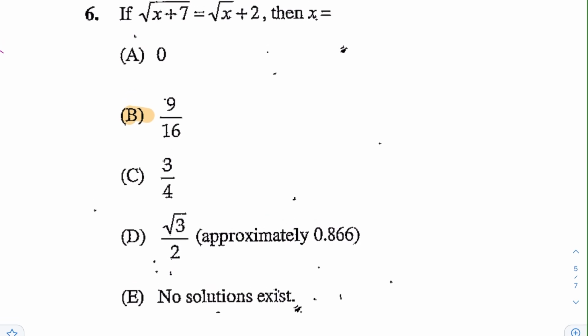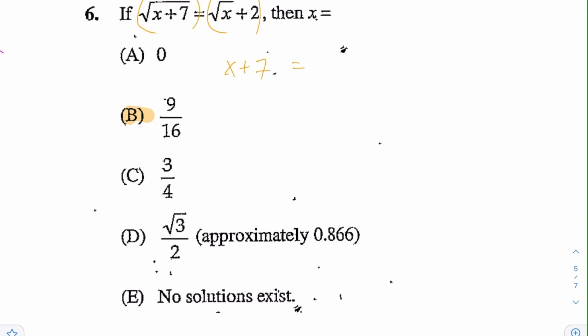Next for number 6, if the square root of x plus 7 is equal to the square root of x plus 2, then x is equal to. So here, you want to solve for x. And to do so, you see that the square roots are kind of annoying. So you want to get rid of the square roots. To do that, you can try to square both sides. If you do that, the left side will be x plus 7.